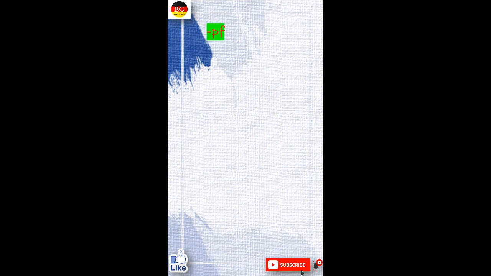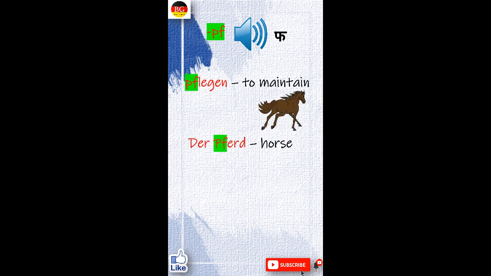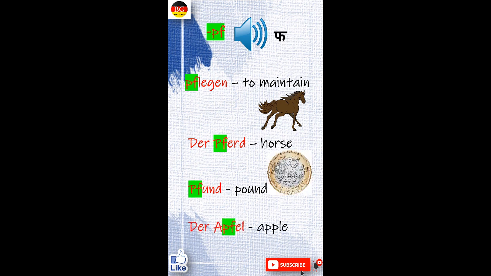A lot of students consider it hard, and that's because they are trying to separate those two letters. You cannot separate them. The sound you have to make for this combination is... Zum Beispiel fliegen, Pferd, Hund. Sometimes this combination comes in the middle of a word. Zum Beispiel Apfel.